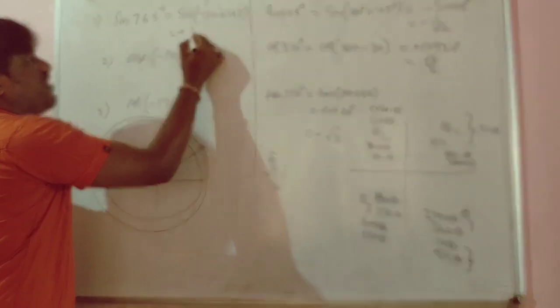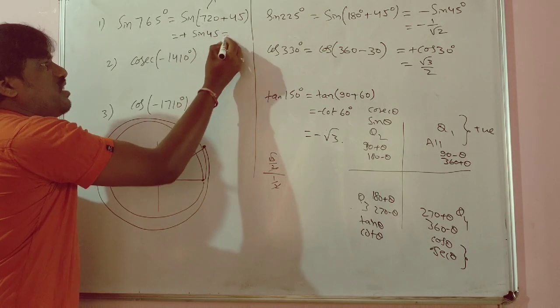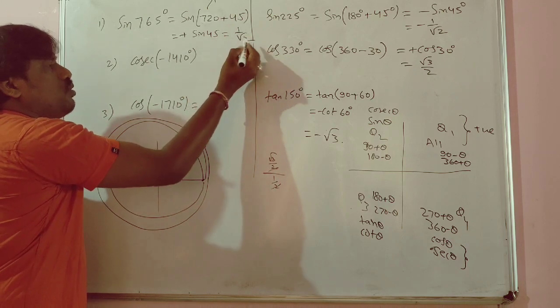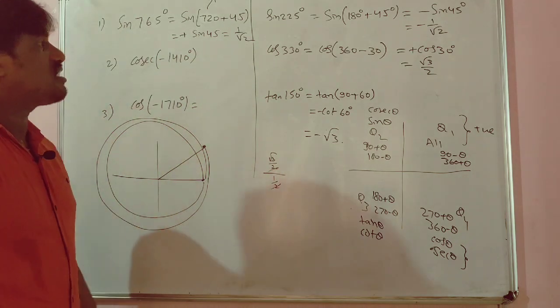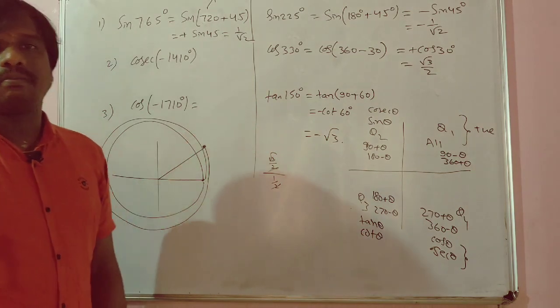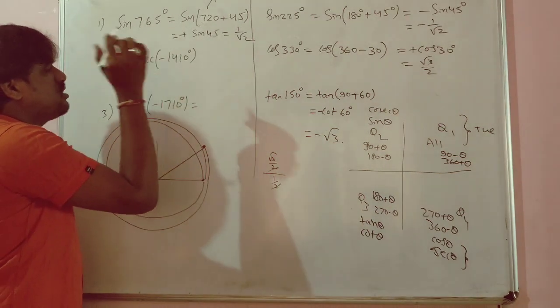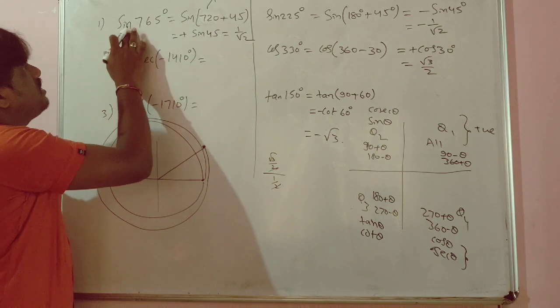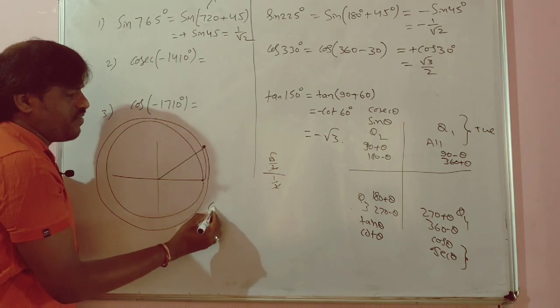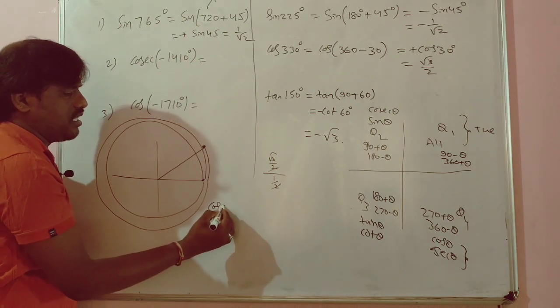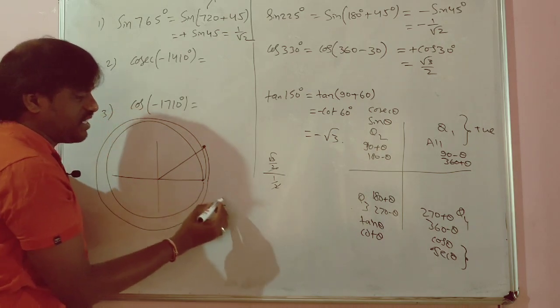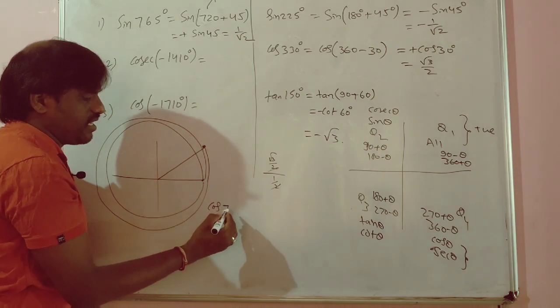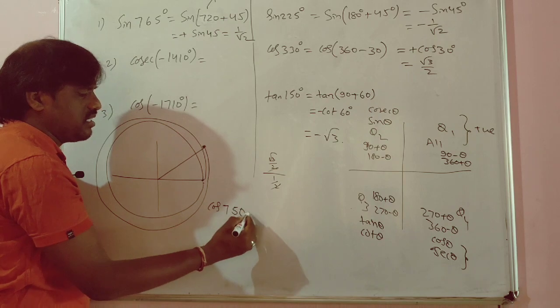So sine 45 degrees I am going to get, and its value is 1 by root 2. So sine 765 degrees value is 1 by root 2. Suppose I want to find this. Suppose I just change one more thing. If I want to find cos 750 degrees, this one.